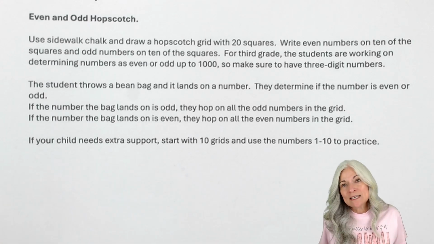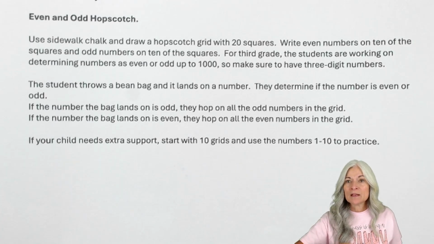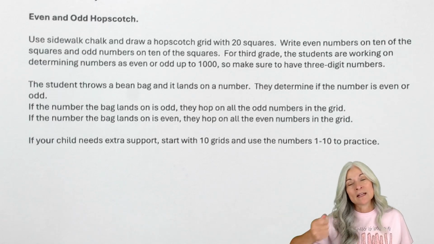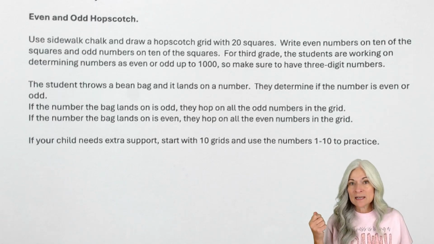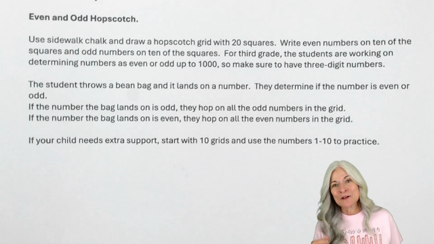You can make it with 20 squares and then put odd numbers in 10 of them, even numbers in 10 of them. Student tosses the beanbag, whatever it lands on. If it lands on an odd number, then they have to jump on all the odd numbers. If it lands on an even number, they jump on all the even numbers.